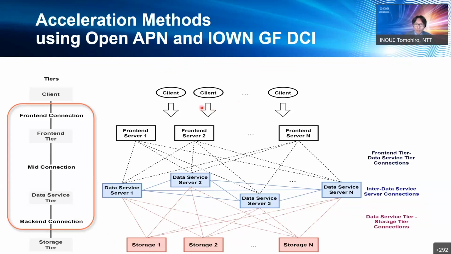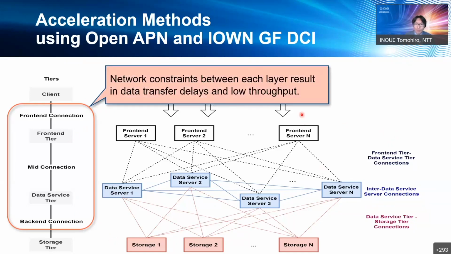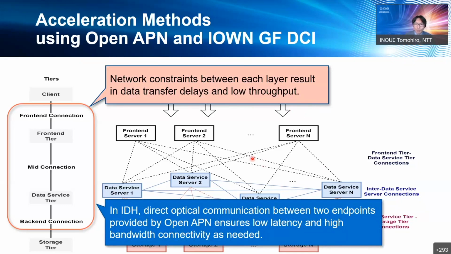I will show some acceleration method used by IOWN Data Hub. Within this generic implementation model, there are various points that can become bottlenecks. One, of course, is the network that connects between the component tiers. A network constraint will result in data transfer delays and low throughput. In IDH, direct optical communication between two endpoints, two components provided by OpenAPN ensures low latency and high bandwidth connectivity as needed.